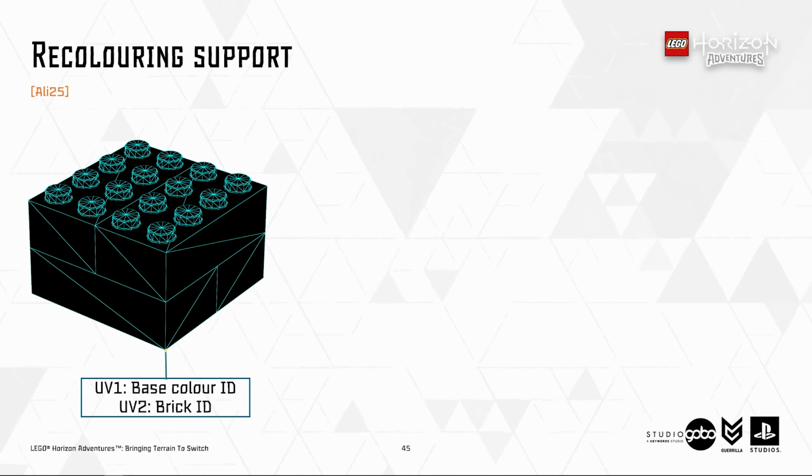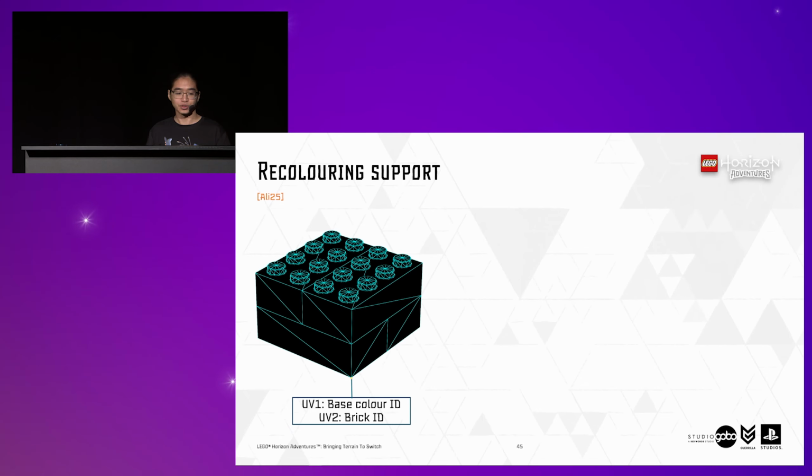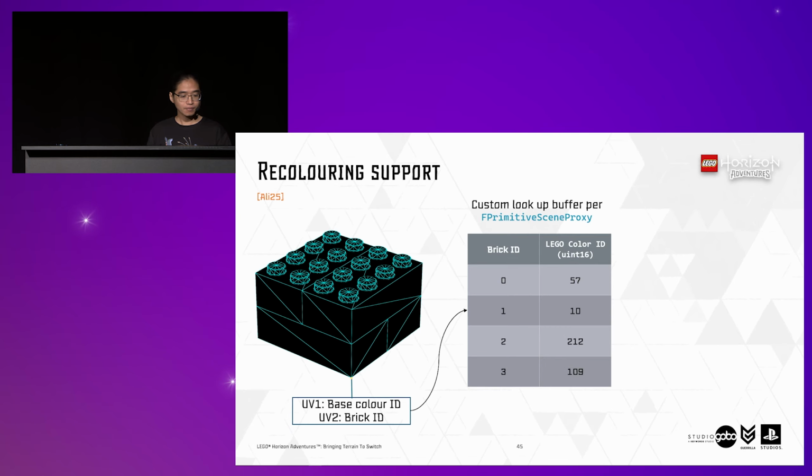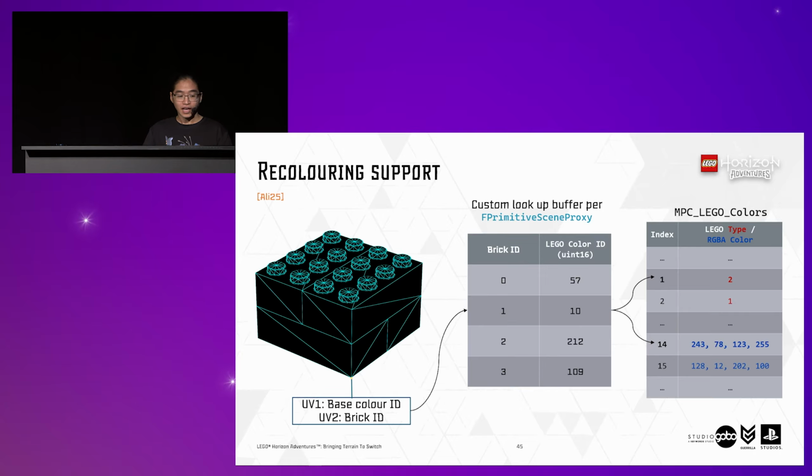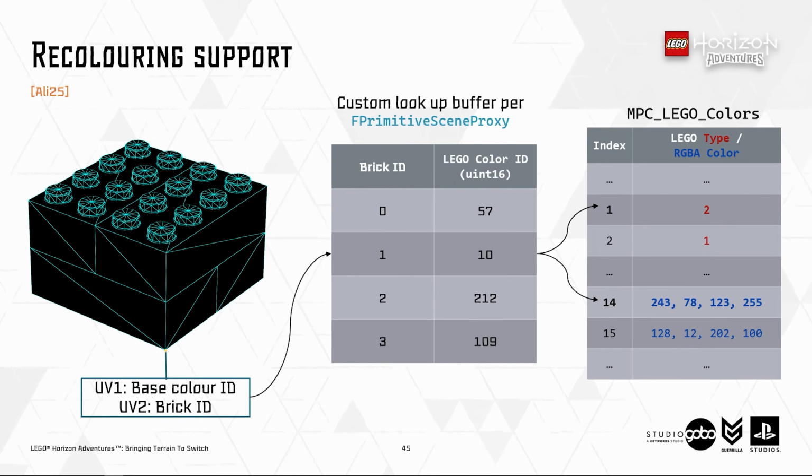Now is the time for a super quick explanation of how recoloring works. To start with, the Houdini mesh pipeline stores the Lego color ID in UV channel 1 and brick ID in UV channel 2 of the vertex. If a model is recolored, its scene proxy has a lookup buffer specifying which color the brick has eventually. Then the color ID, either from UV1 as the base color or looked up from the recoloring buffer, is used to look up the actual RGB value in a material parameter collection.